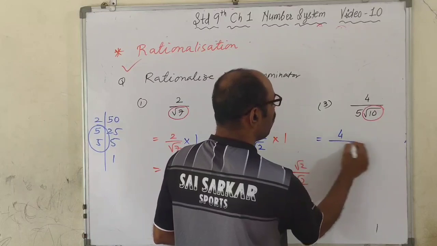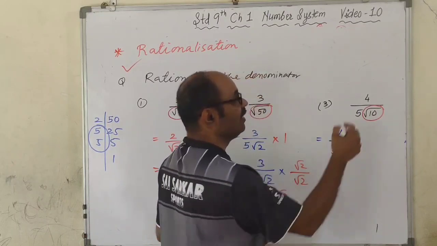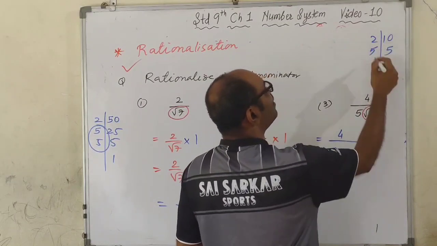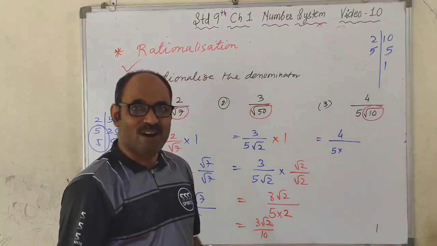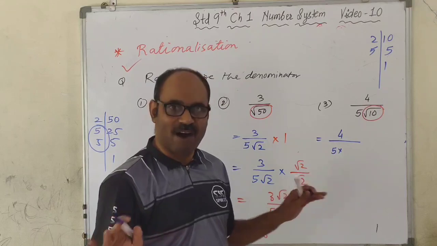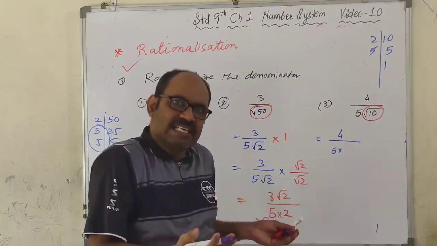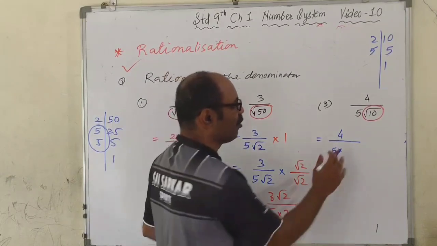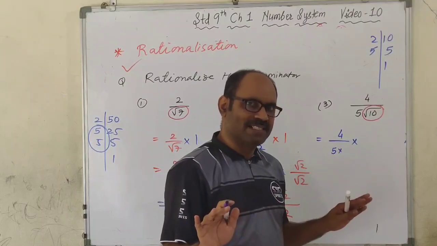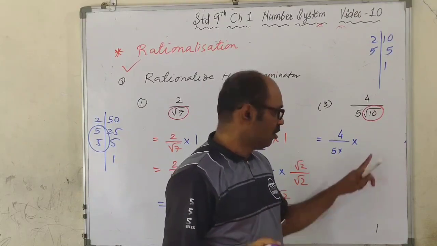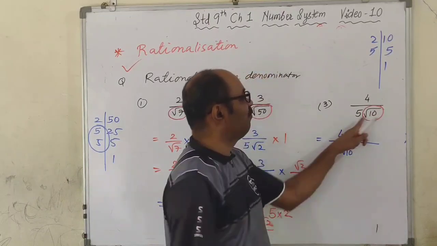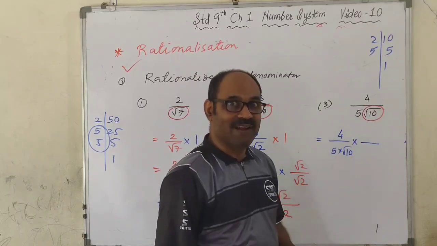This is equal to 4 upon 5 into root 10. Let's check. 10 is a composite number, 2 fives are 10. You did not get any pair of prime factors there. So root 10 cannot be simplified further. So the rationalizing factor will be root 10. Now I am going to skip one step of multiplying by 1, because you have understood the basic. So I won't multiply 1 here. The root 10 will remain. 5 root 10, okay? And the rationalizing factor is root 10.